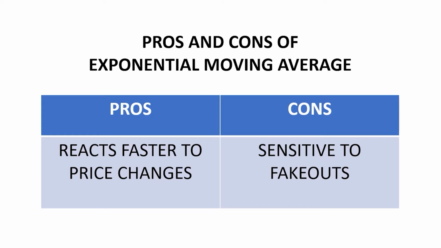What are fake outs? For example, suddenly you have this big candle that breaks out and you thought that it's a new trend because it crossed the moving average, because the moving average is showing there's a new trend. However, that is not the case, because the next candle everything retraced and the trend went the other way. This is called a fake out, and the cons of using an exponential moving average would be it would be sensitive to fake outs.